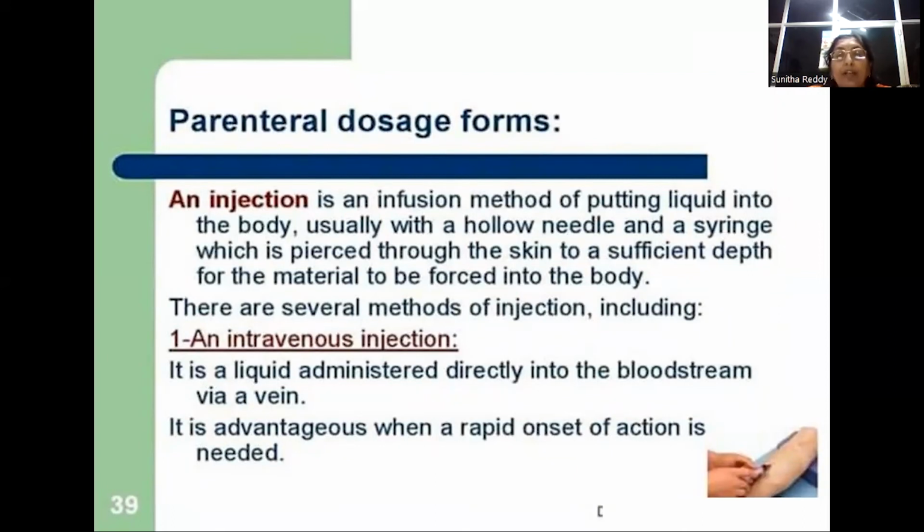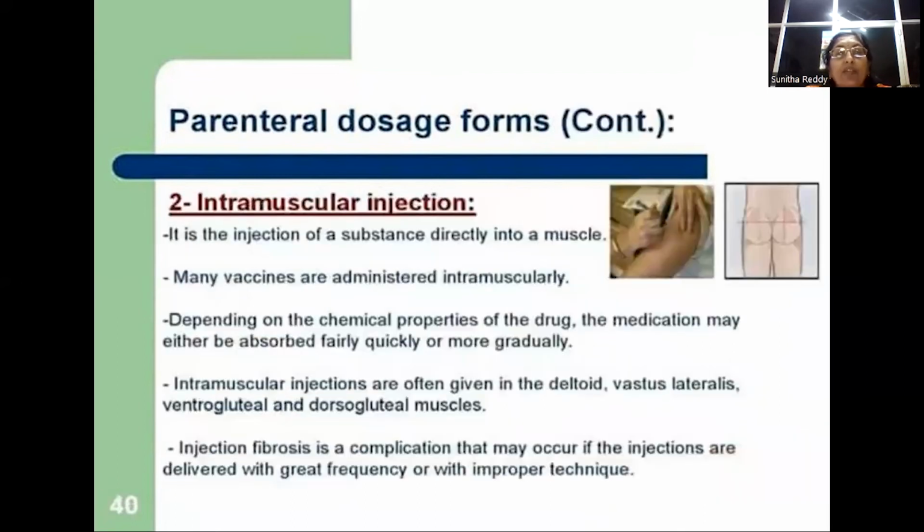Intravenous is directly entered into the bloodstream. Onset of action is very quick. Next one is intramuscular injection. Intramuscular injection or subcutaneous, it can be given into the muscle, intramuscular. Many vaccines are administered like this.